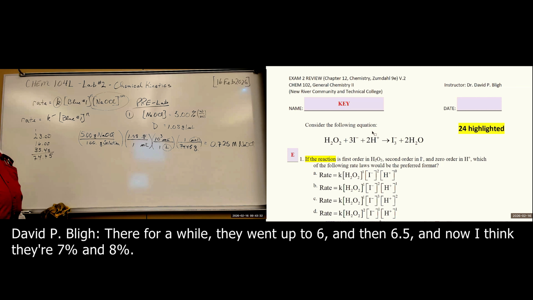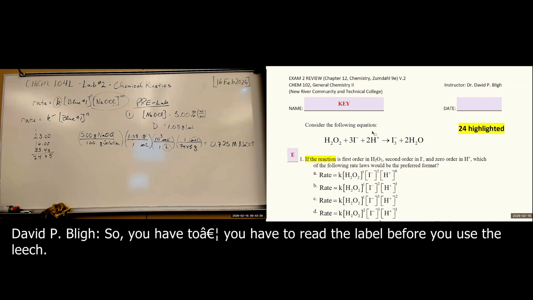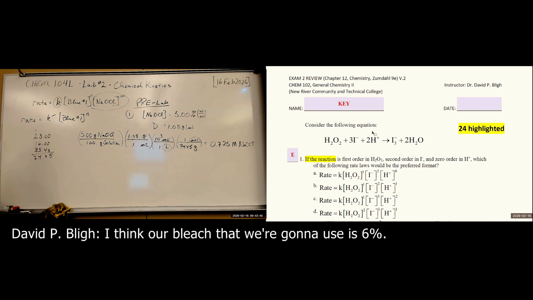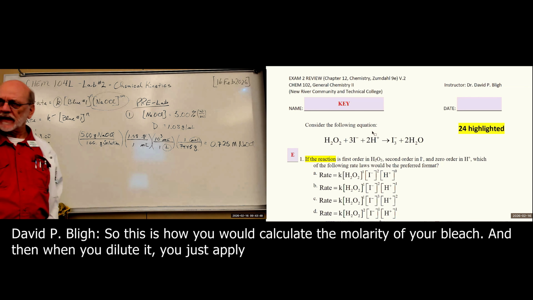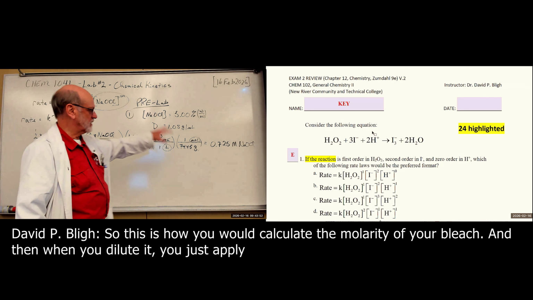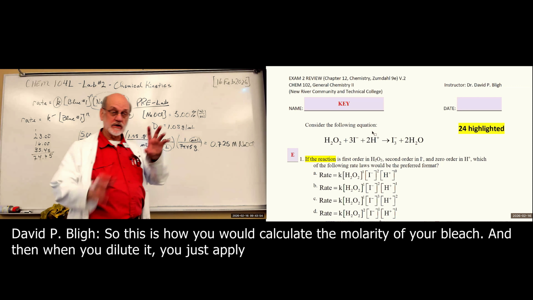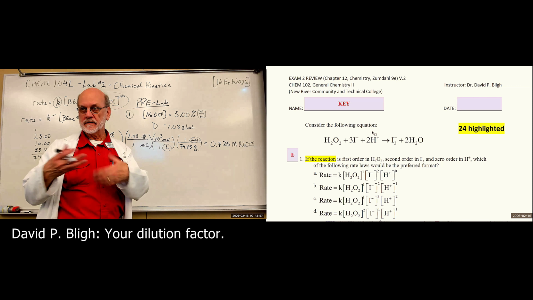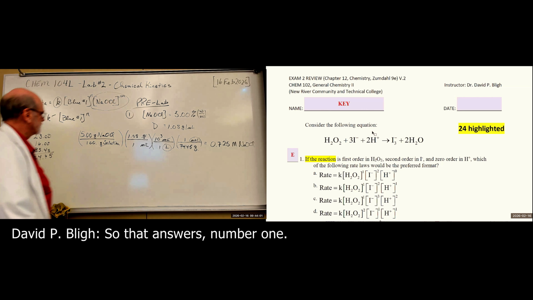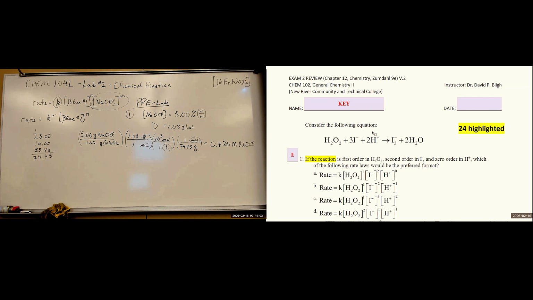Now, for a while they went up to 6 and then 6.5, and now I think they're 7 and 8%. So you have to read the label before you use bleach. I think our bleach that we're going to use is 6%. So this was how you would calculate the molarity of your bleach. And then when you dilute it, you just apply your dilution factor. All right. So that answers number 1.